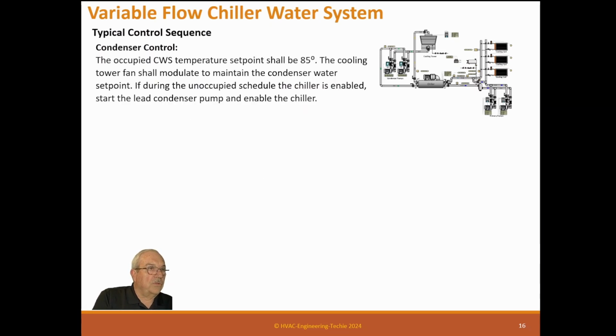Condenser control. The occupied condenser water temperature set point should be 85 degrees. The cooling tower fan shall modulate to maintain the condenser water set point. If during the occupied schedule the chiller is enabled, start the lead condenser pump and enable the chiller.